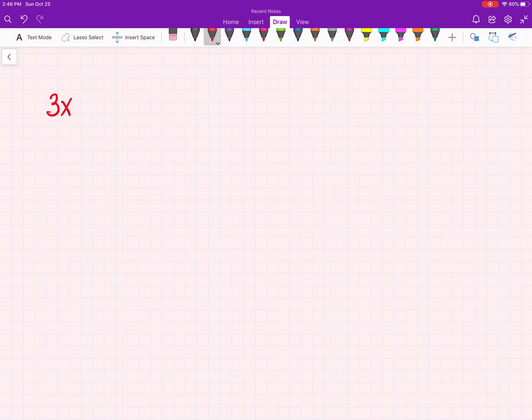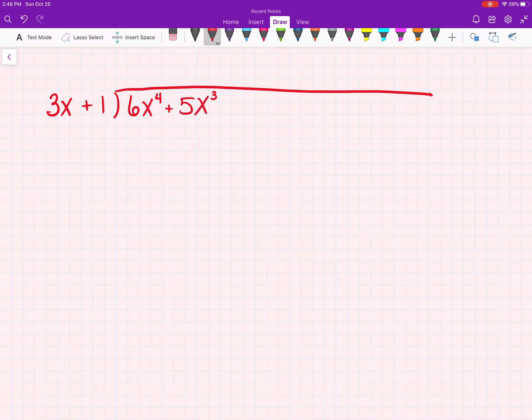So I have 3x plus 1 on the outside. And on the inside I have 6x to the fourth plus 5x to the third, making sure I'm not missing any x's, x to the fourth, x to the third, plus x squared, minus 3x, plus 1. There was nothing missing, so I didn't have to put a 0.